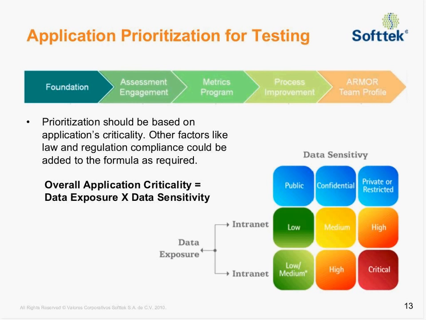So with this formula and with this information, we can come up with a simple matrix like this one, where we can simply relate the data sensitivity of the information to the exposure, and we can identify different levels of criticality for our applications. That way we can simply identify which application should be tested first and which should be tested last.